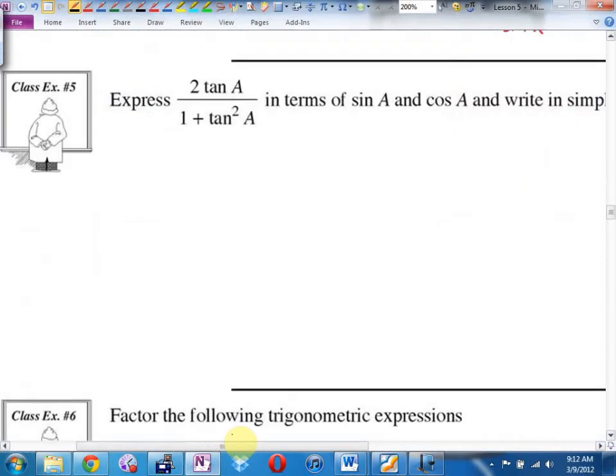Example 5. Express that in terms of sine A and cos A and write in simplest form. So now it's saying you may have a sine and a cosine left behind. Okay. First thing I'm going to do is replace everything with sine and cos. What's tangent in terms of sine and cos?